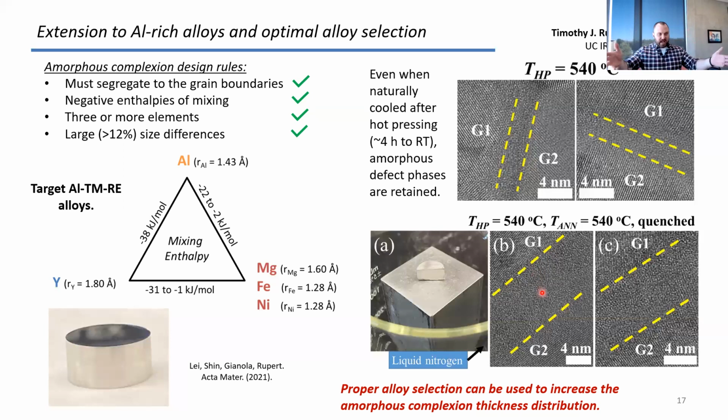We see it in the copper, we see it now when we move to the aluminum, that if we do proper alloy selection, we can increase the amorphous complexion thickness distribution.